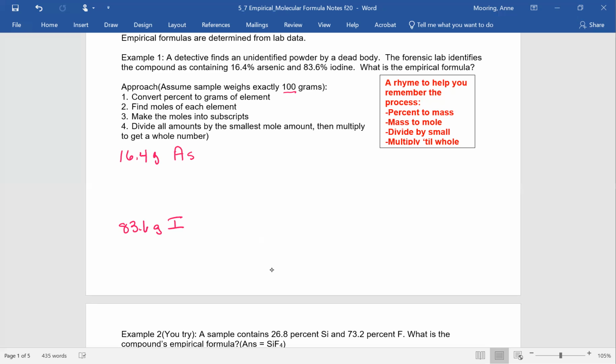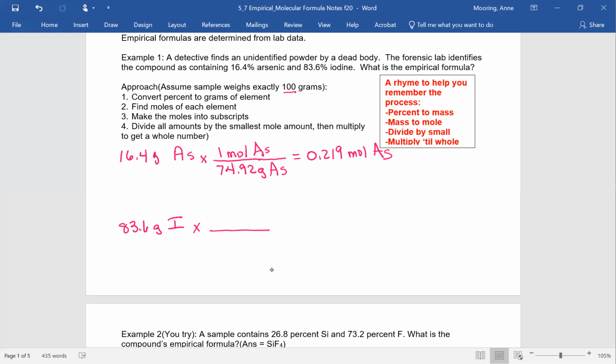Now we're going to find the moles of each substance, so we'll do dimensional analysis. 74.92 grams of arsenic is the same thing as 1 mole of arsenic. We calculate that and we get 0.219 moles of arsenic.